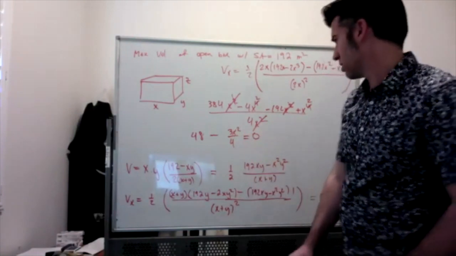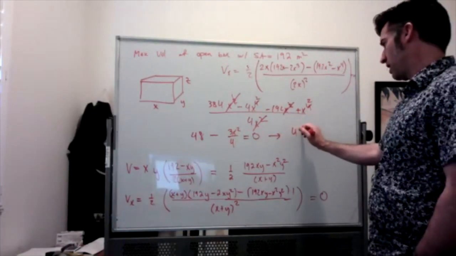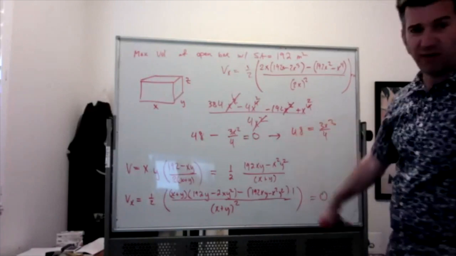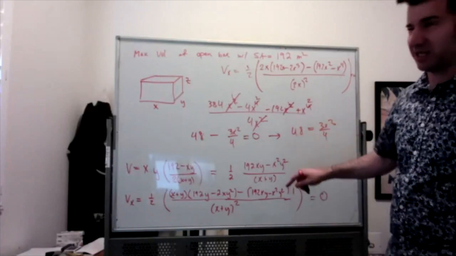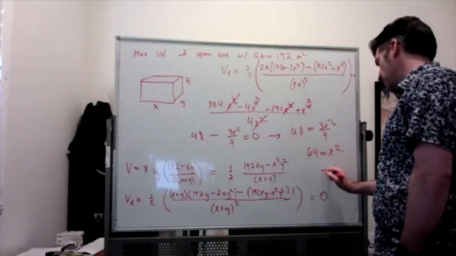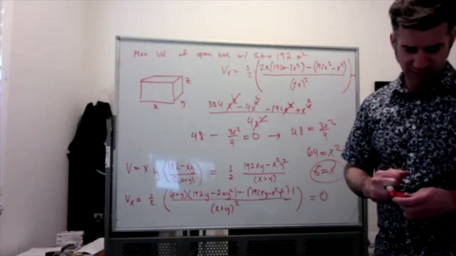It works. Yeah, it works. You get 48 equals 3x squared over 4. Multiply by 4/3. 48 divided by 3 is 16. 16 times 4 is 64. You get x equal to 8. Holy smokes, that's not an easy problem.